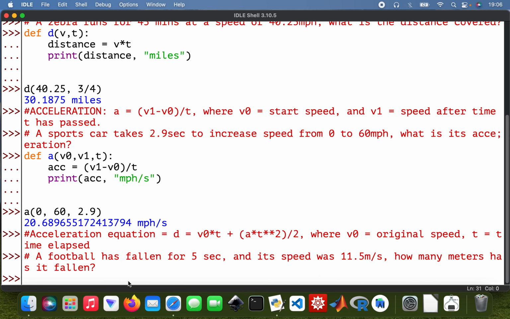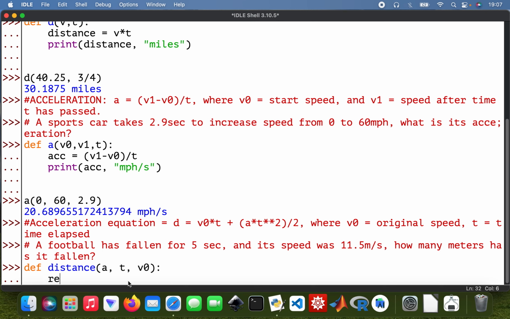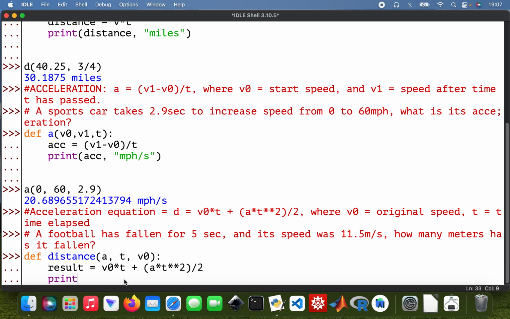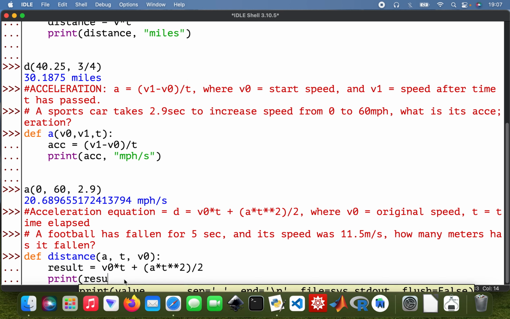Okay, so here we are. So I'll define my function. So define distance. Okay, and then a, and then t, and then v0, and then my result. So I'll just copy that, paste that, and then print result, and my string m.